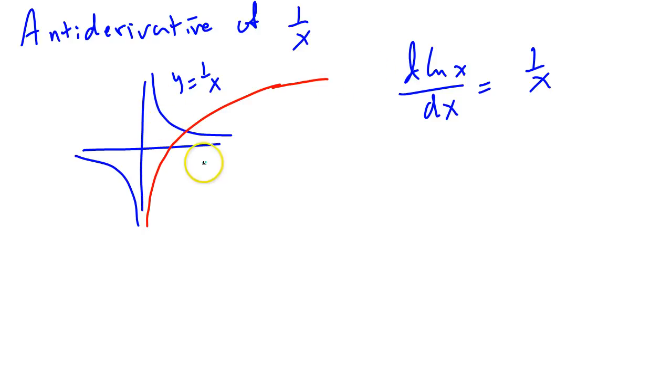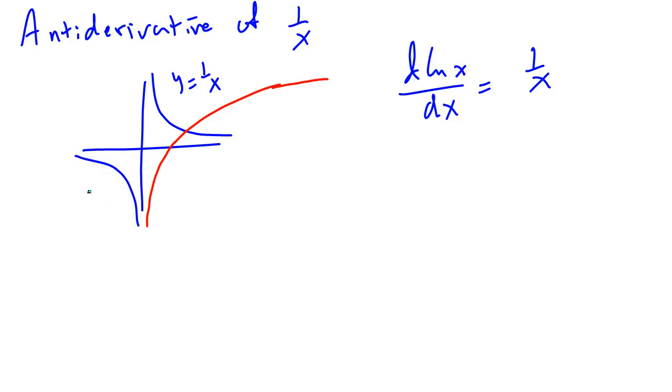The derivative of the natural log of x is 1 over x, but the natural log of x is only defined for positive values of x. Let me take that back. Natural log of x is defined for negative x's, but you get imaginary outputs, and we don't want to deal with those right now. So we only get real outputs for positive inputs here. What's going on on the negative side?